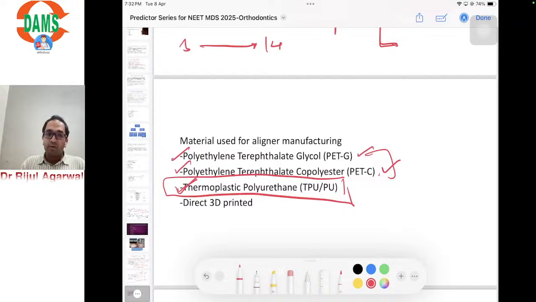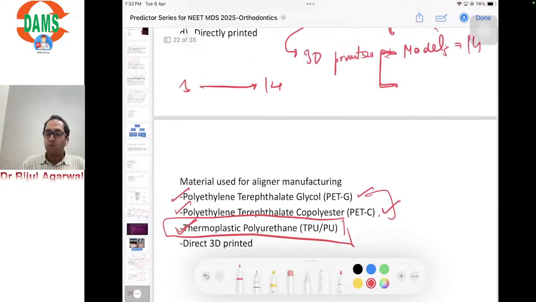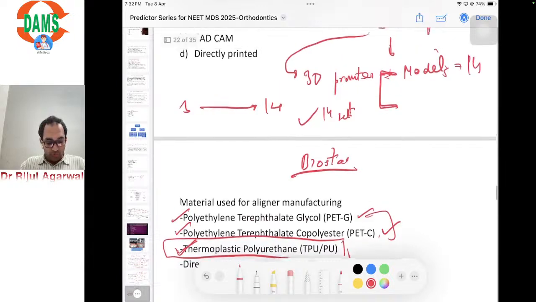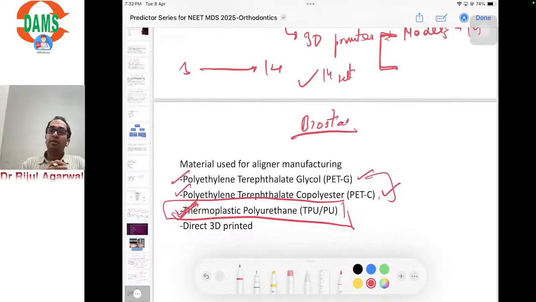So we have sheets made of this material, and using a thermopress or thermoform machine like the BioStar, if you remember from the instrument images I showed you, the sheets are adapted on these models. Supposedly we have 14 models, so 14 sheets are adapted, and we get 14 sets of aligners. The patient has to wear these 14 sets, and the correction of the teeth is obtained. So this was the way until now.